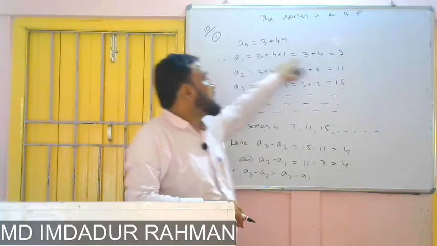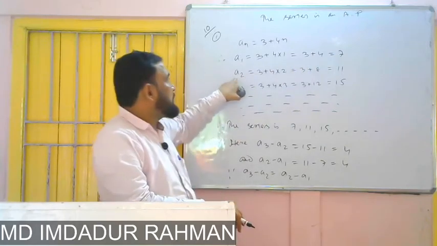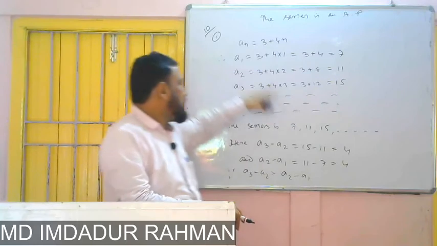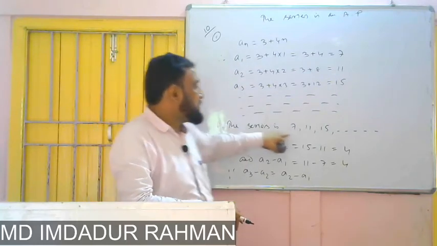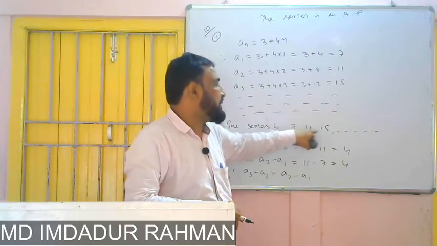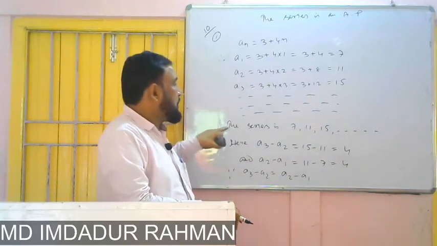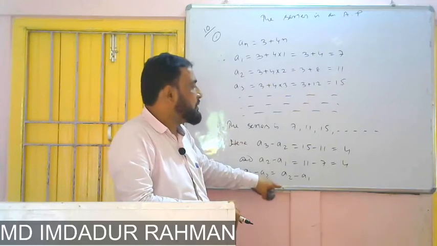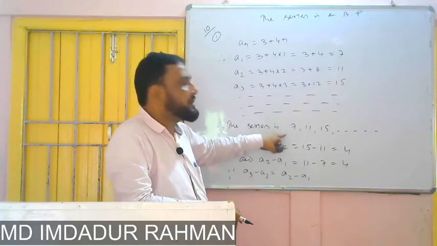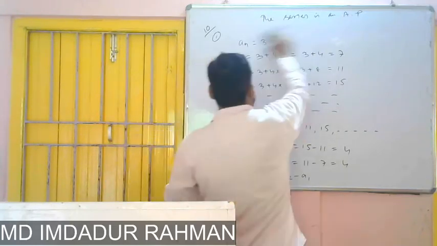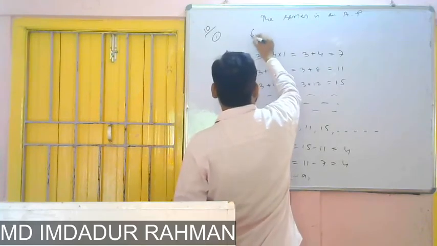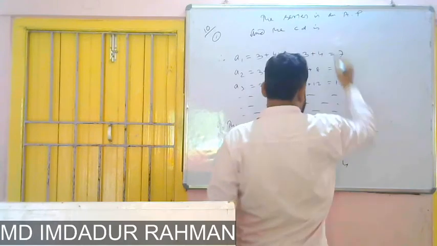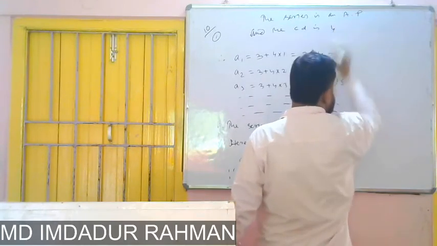Okay, so using this term an is equal to 3 plus 4n, the first term we are getting 7, at second term we are getting 11, and third term we are getting 15. So the series is becoming 7, 11, 15 dot dot dot. So here we got that the common difference is the same. So we can say that this series is an AP, and the common difference is how much? 4.